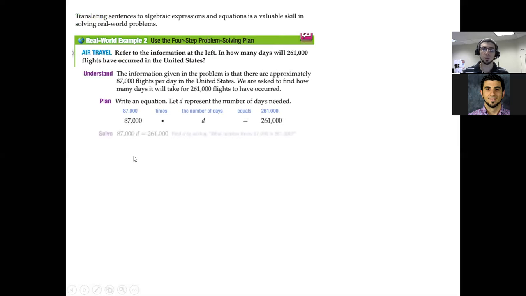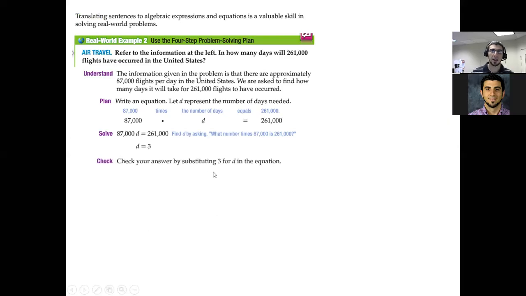87,000 D equals 261,000. You can find D by asking what number times 87,000 is 261,000. Well, you could just divide these two and you would get 3. Since D represents days, the answer is 3 days. Now you can check that by substituting 3 in for D in your equation and see if it works. So 87,000 times 3 would equal 261,000.